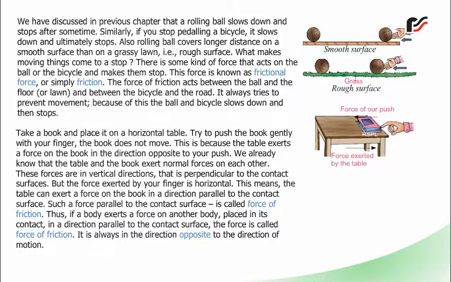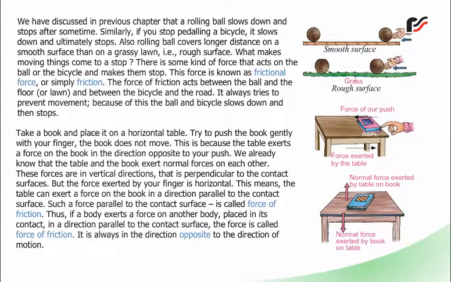Take a book and place it on a horizontal table. Try to push the book gently with your finger. The book does not move. This is because the table exerts a force on the book in the direction opposite to your push. We already know that the table and the book exert normal forces on each other. These forces are in vertical directions, that is, perpendicular to the contact surfaces. But the force exerted by your finger is horizontal. This means the table can exert a force on the book in a direction parallel to the contact surface.